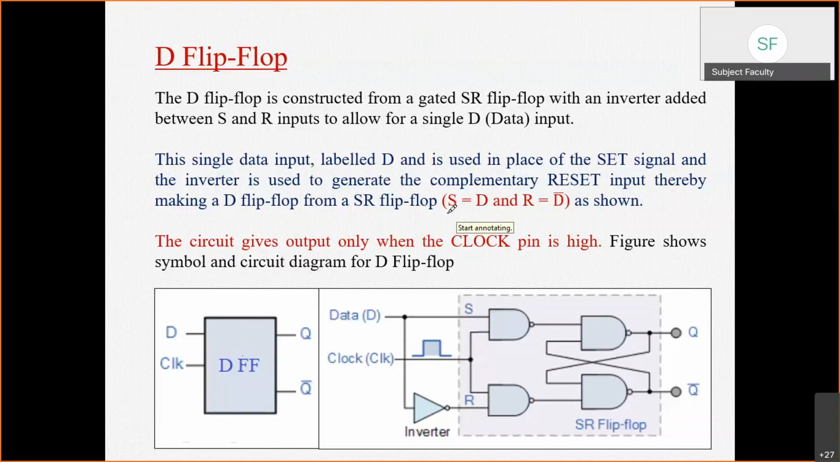So how to convert SR flip-flop to the D, we have just done this. This is nothing but an SR flip-flop only, but now in this case the S will be equal to D, whereas R will be equal to D bar, because we have placed this particular NOT gate here, right? So again, this point is common to all the flip-flops, that the circuit gives output only when the clock pin is high. So this is regarding the construction of D flip-flop.